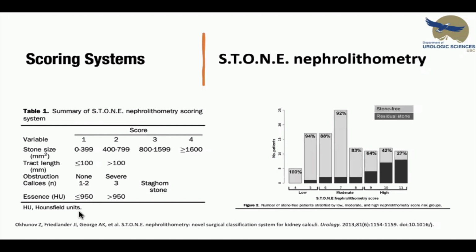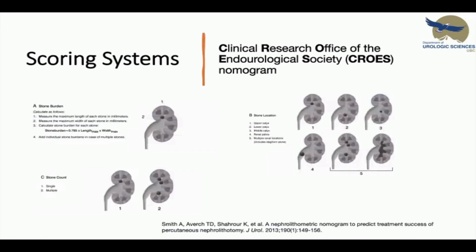We can see here the variables used in this scoring system: stone size, tract length, and presence of obstruction, the number of obstructed calyces, and then the stone density, and then a total score is calculated, and the patient is graded as low, moderate, or high risk. The CROES nomogram also depends on three variables: stone burden. The stone is measured in width and length, and then calculated using this equation here. The stone location and stone count.